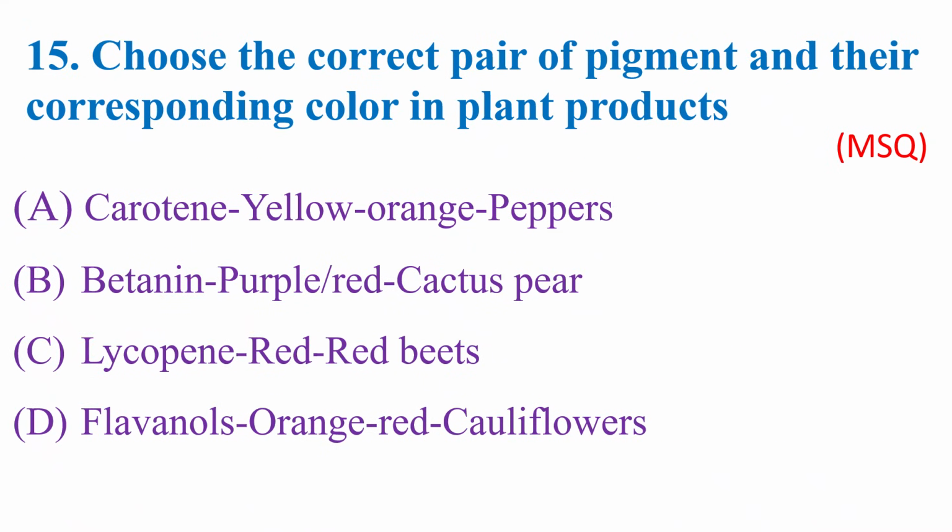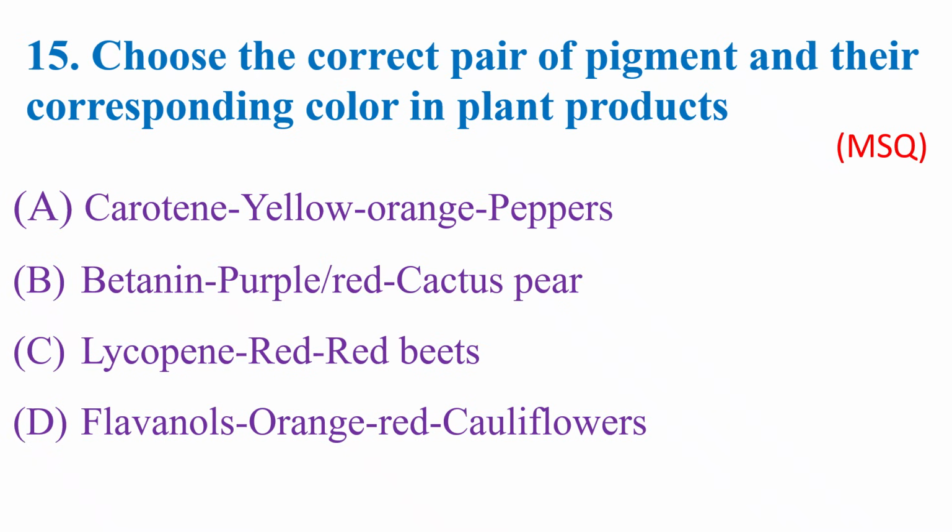Question number 15. Choose the correct pair of pigment and their corresponding color in plant products. Carotene, yellow, orange, pepper. Betanin, purple, red, cactus, pear. Lycopene, red beets. Flavonols, orange, red, cauliflower.